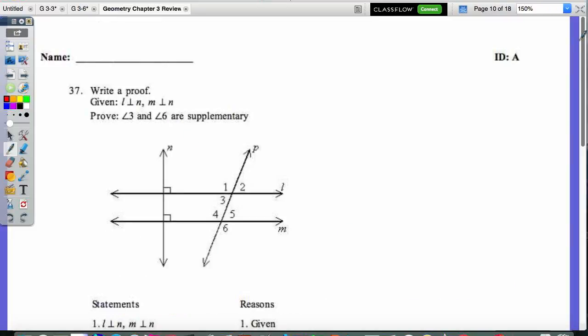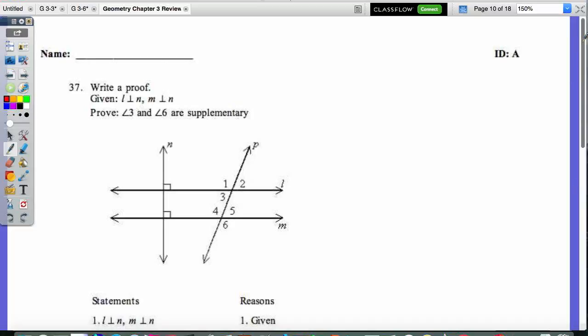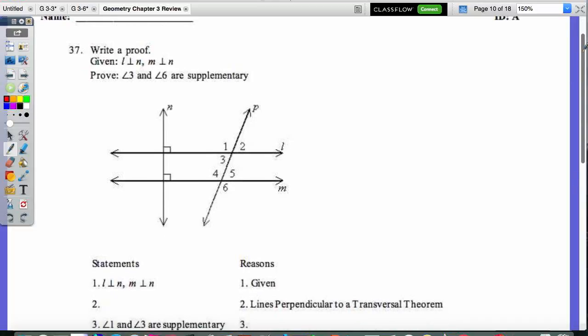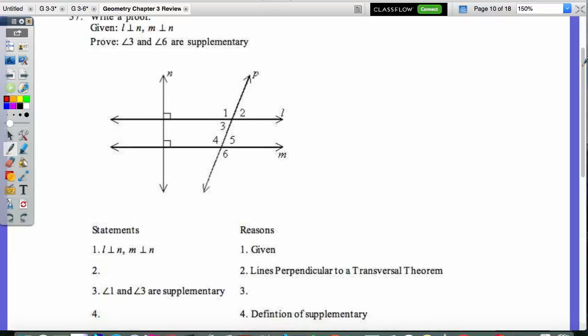23, we are given that L is perpendicular to N and M is perpendicular to N, and we want to prove that angle 3 and angle 6 are supplementary. So with that given, if L and M are both perpendicular to the same line, they are parallel to each other. So the lines perpendicular transversal theorem basically tells us if two lines are perpendicular to the same transversal, they're parallel to each other. 1 and 3 are supplementary. I can see they're a linear pair, and a linear pair postulate tells us that a linear pair is supplementary.